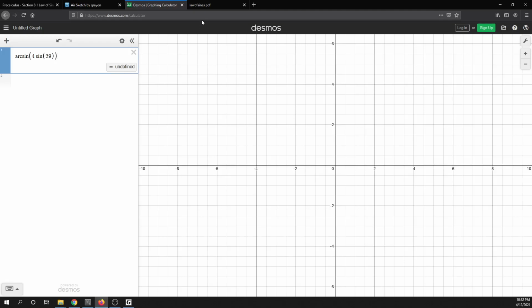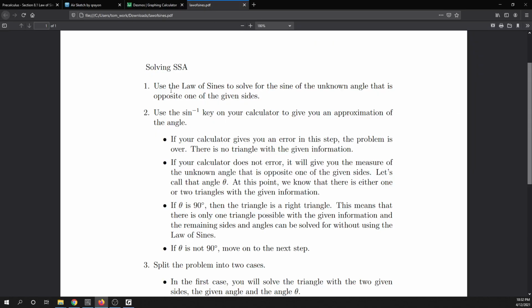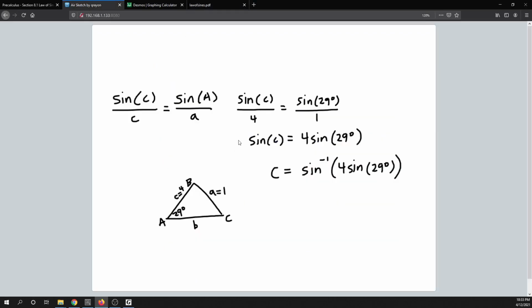What that means, right, is that there are no triangles here. So looking at our procedure for doing the law of sines, this is what we did. We used the law of sines to solve for the sine of the unknown angle that is opposite one of the given sides, and then we took the inverse sine of that, and we're right here. If the calculator gives you an error in the step, the problem is over, right? There are no possible triangles with this configuration, right? And so all we can say here is that there are 0 triangles with this, and that's it. So that's the end of the problem.